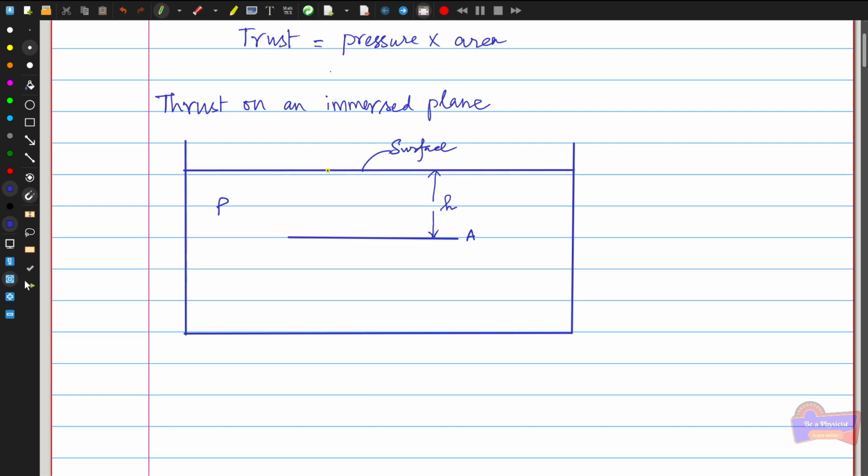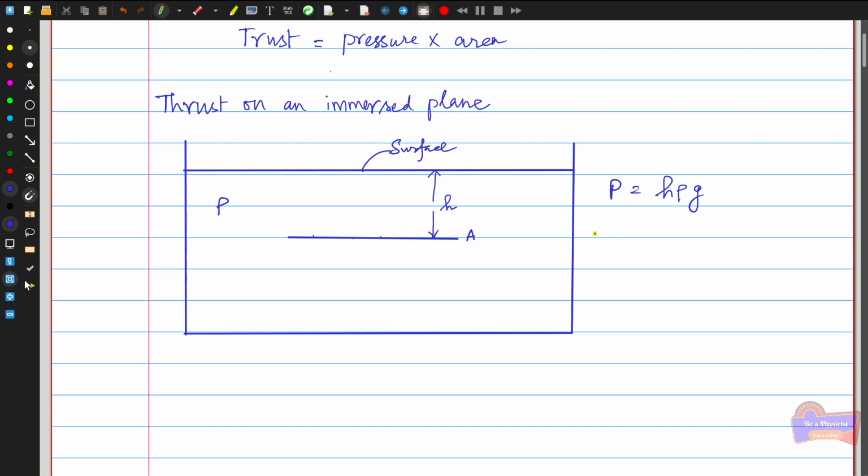So every point in this plane is at an equal height from the surface, so the total pressure acting on this plane at any point is uniform, which can be written as P equal to h times rho g. Here h is the height of this plane from the water surface, rho is the density of the liquid, and g is the acceleration due to gravity.